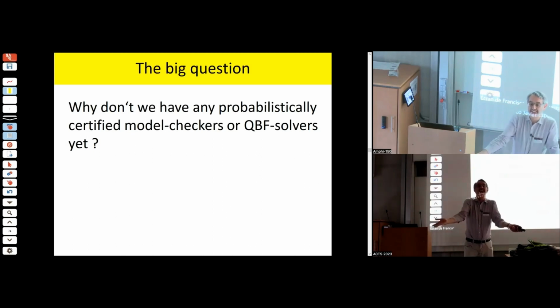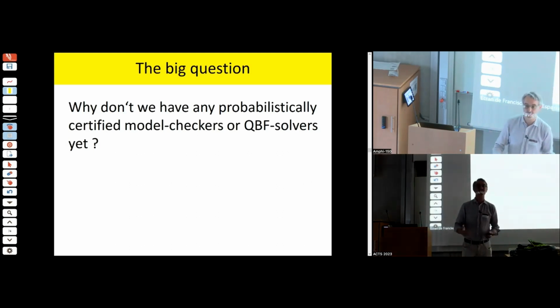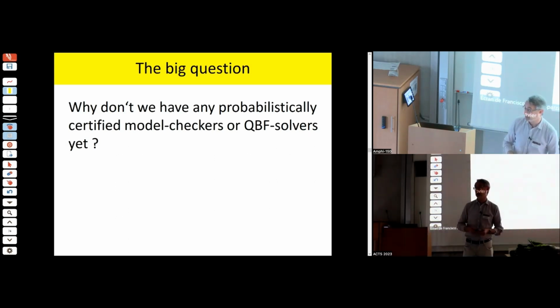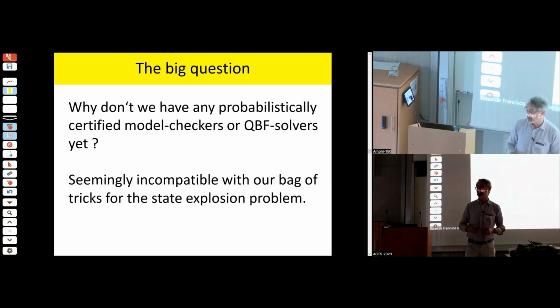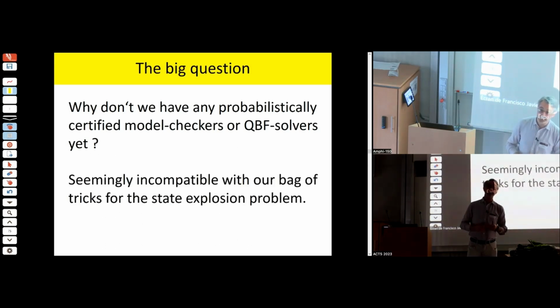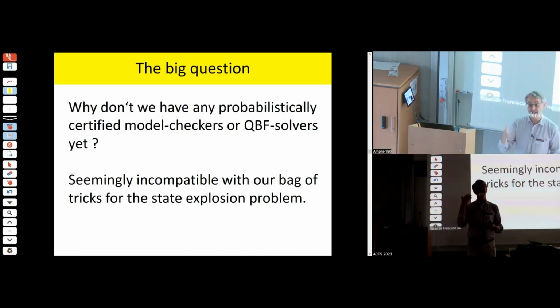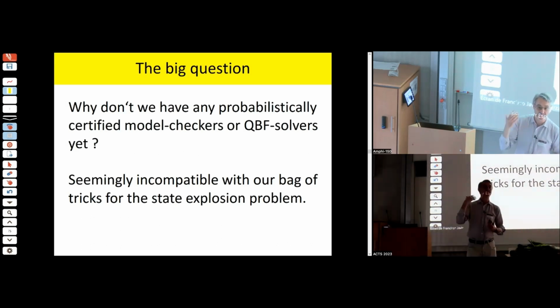Why don't we have it in tools? Why don't we have, for example, a self-certifying library for this problem? Or why don't we have certified model checkers, or QBF solvers applying these techniques? And the reason, or at least what we think is the reason, is that when you look at this proof, all these guys were complexity theorists, they just wanted to prove the result.